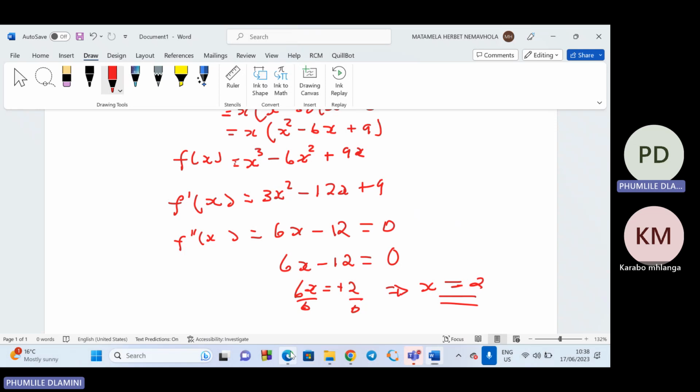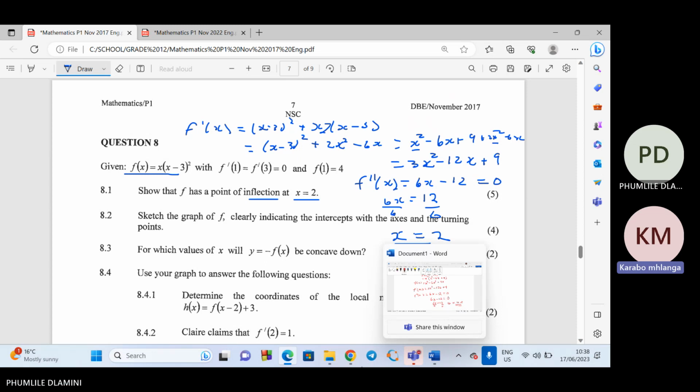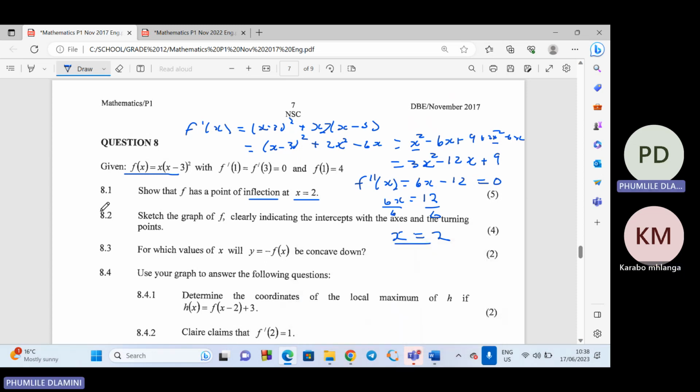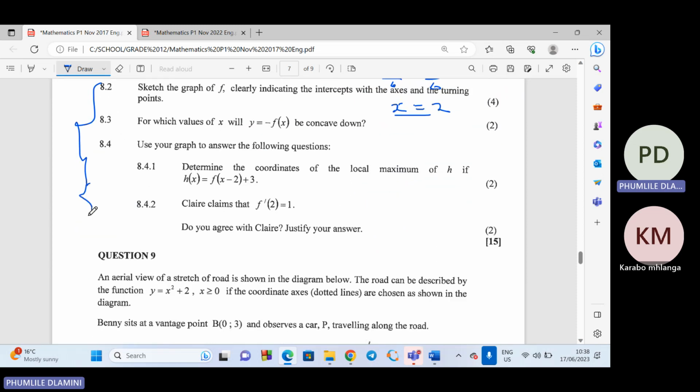Now let's check the question. This one here, we're still going to cover them. I just want you today to focus more on differentiation. Then we're still going to cover how to sketch everything there. And this one is 2017. It's nice. So after understanding the differentiation, the cubic functions, you won't have a problem with them.